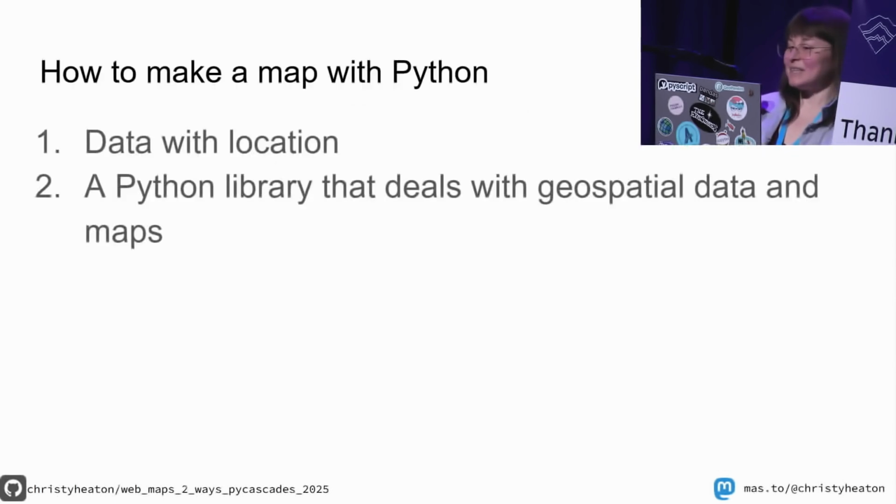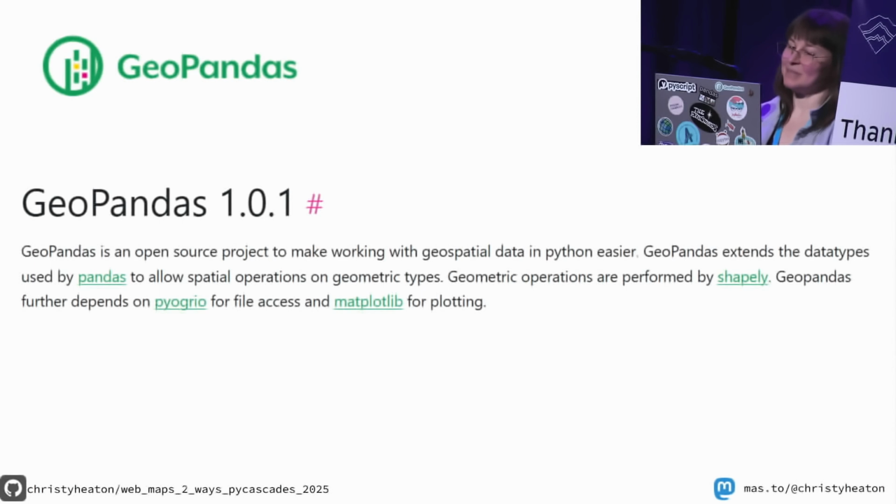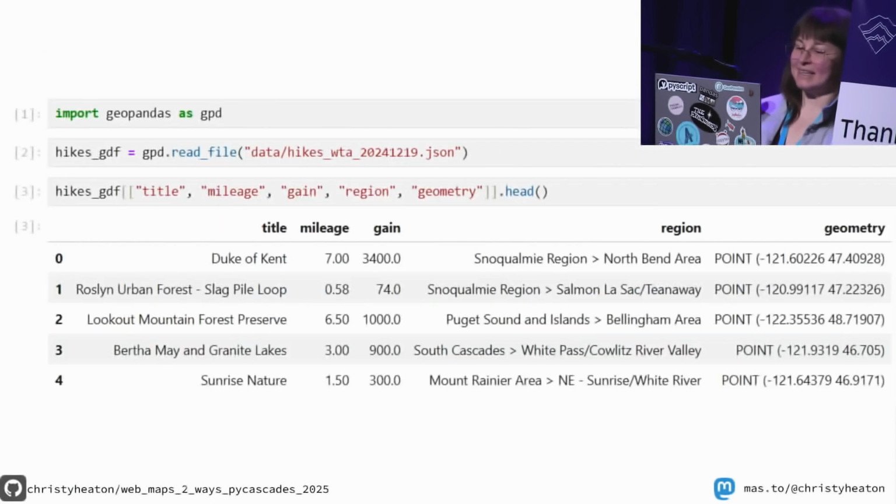Okay, the next thing we need is a Python library that deals with geospatial data and maps. And as I mentioned before, I really like GeoPandas. If you're familiar with pandas, tabular operations, GeoPandas can do everything that pandas can do, but it can also do spatial operations and make static and interactive maps. It's really great. So let's make our map with GeoPandas.